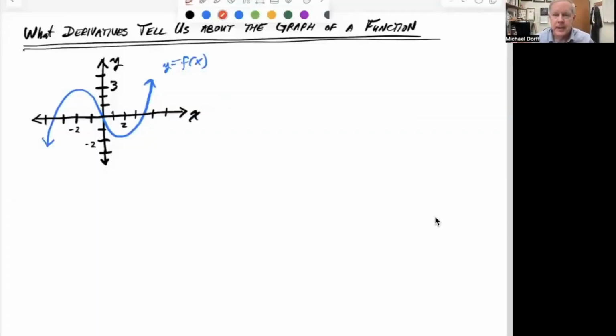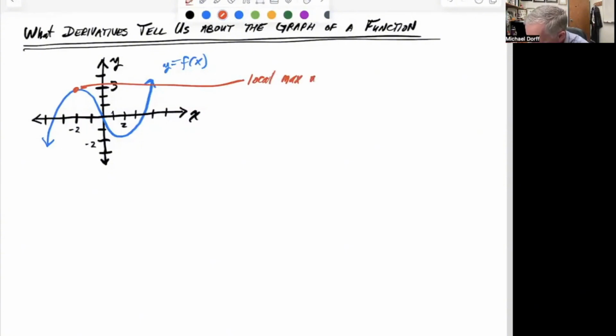We're going to continue our discussion about calculus, and today we're going to talk about how the derivative can help us understand more about the graph of a function. So here I have an example of a graph of a function, and what do we know by just looking at this graph?